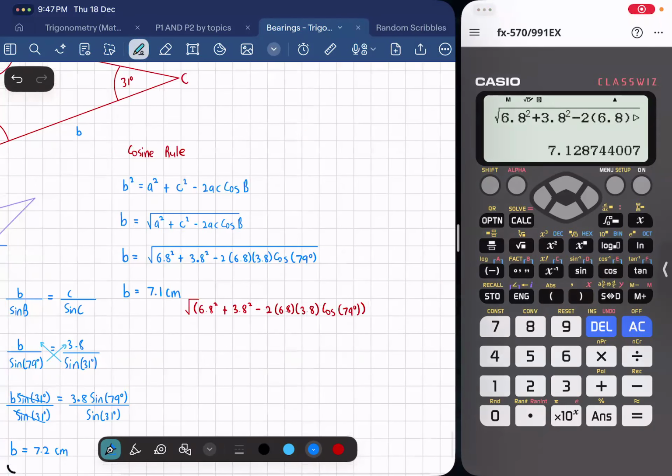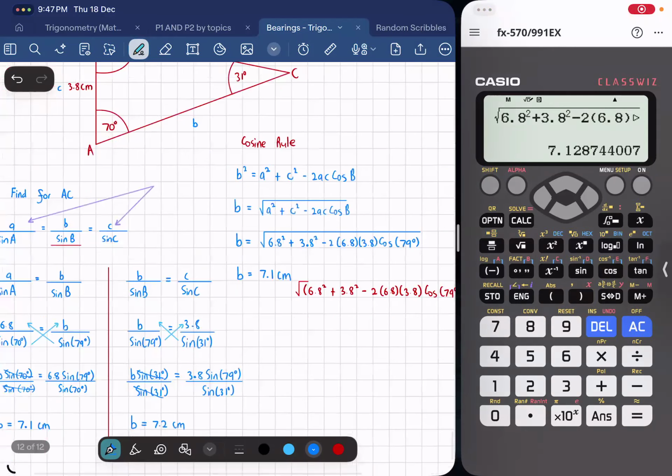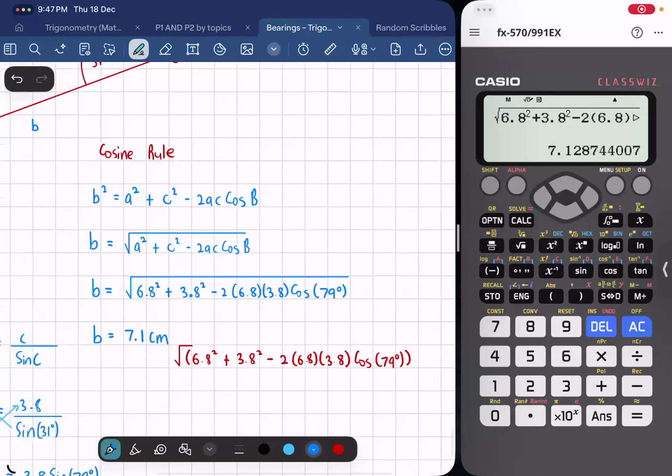Somebody else with a Sharp, did you get 7.1 as well? Like if you round it. Actually got it. Nice, sir. Could anybody else confirm that again? The 7.1? Let me know.